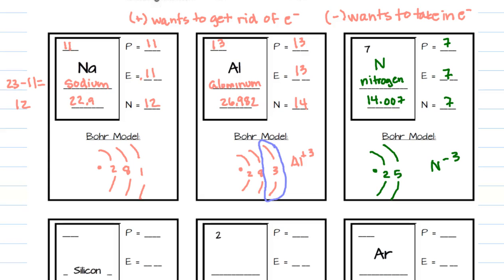If I were going to draw the Bohr model, I'm going to represent the nucleus, 2 electrons in the first level, and then we'd have 5 electrons left. Now, it's going to be easier for nitrogen, or take less energy for nitrogen, to take in 3 electrons than it does to get rid of 5. So that would give nitrogen a negative charge because it wants to take in electrons. And how many does it want to take in? It wants to take in 3. So nitrogen would have a negative 3 charge.